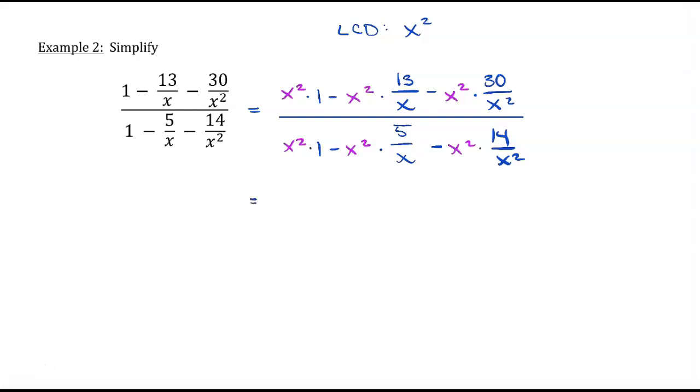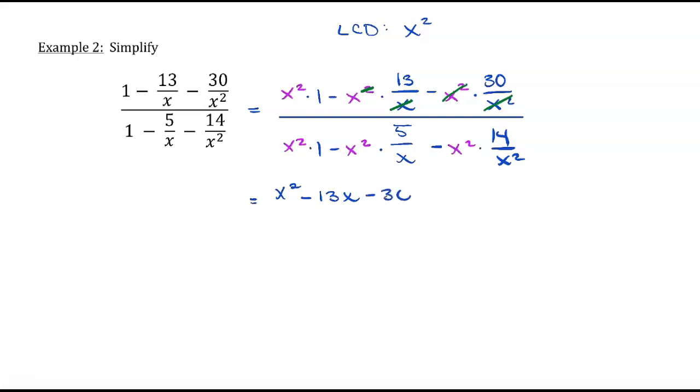X squared times 1 is simply x squared. Looking at the second term in the numerator, we have x squared times 13 over x. With 1 copy of x in the denominator and 2 copies of x in the numerator, this simply becomes negative x times 13, or negative 13x. Next, we have negative x squared times 30 over x squared.